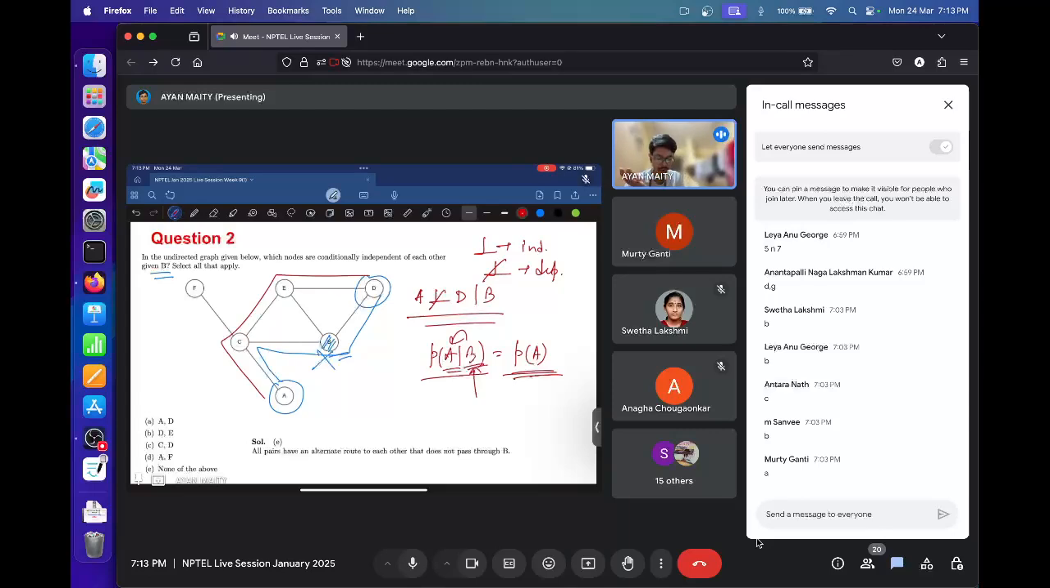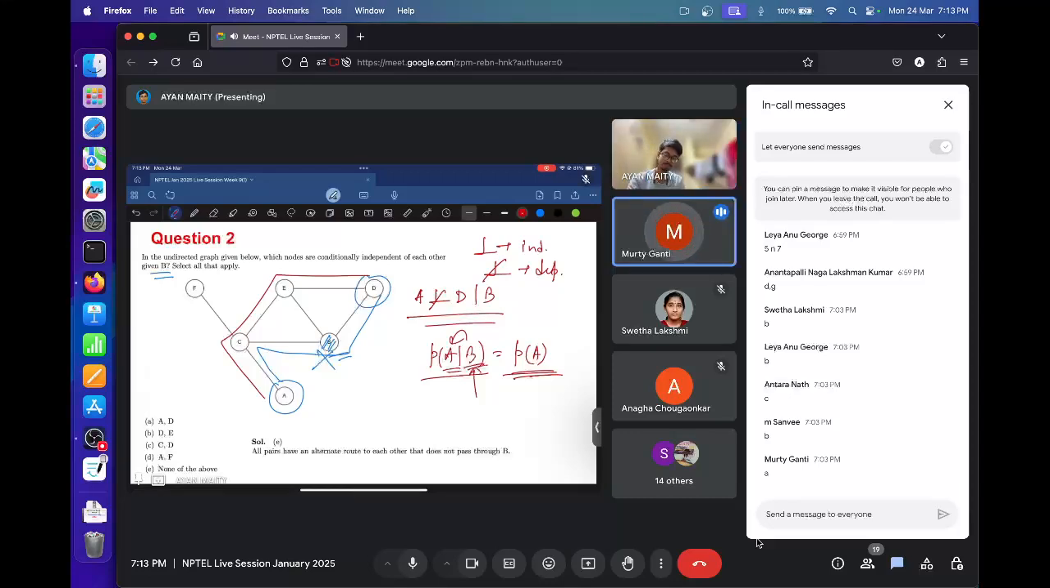So in this case, suppose you know B, you still have a path from A to D, another way. So A and D are dependent. If there exists a path, that means they are dependent. If there exists no path, then they are independent.